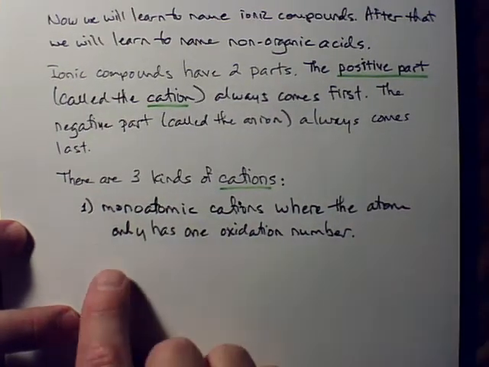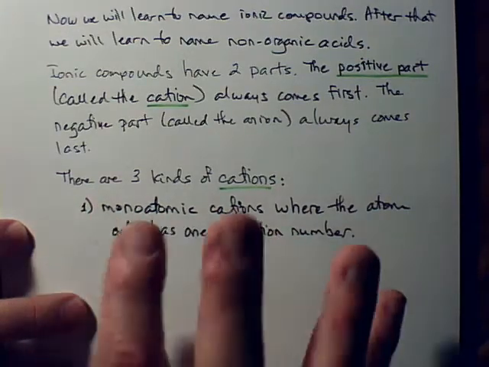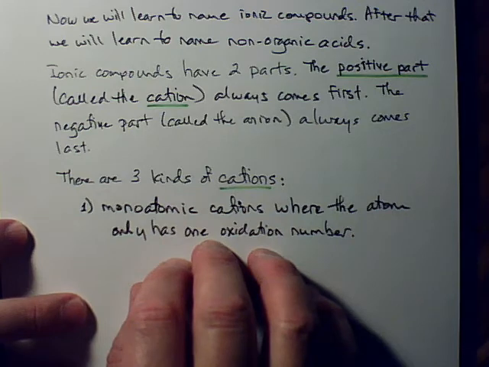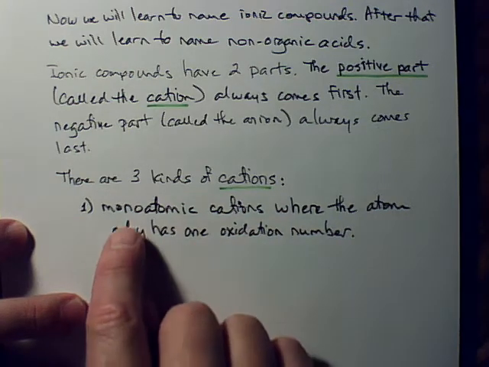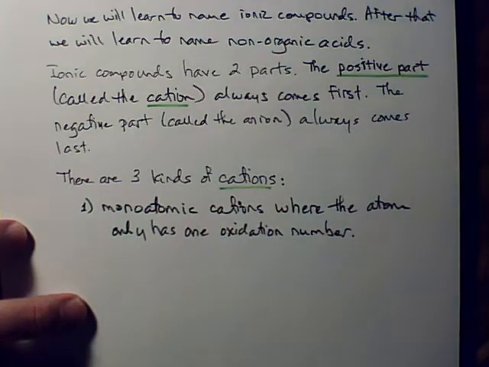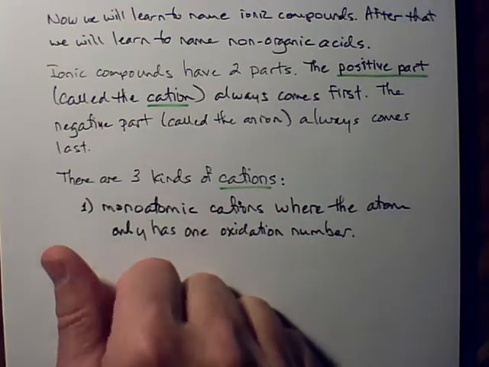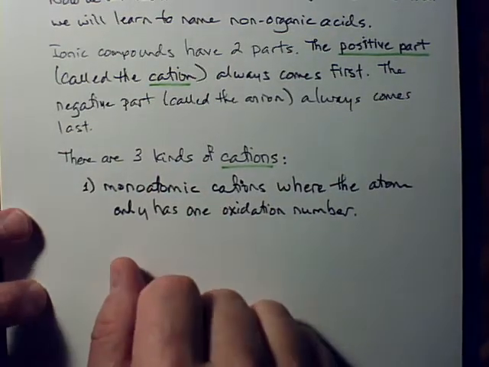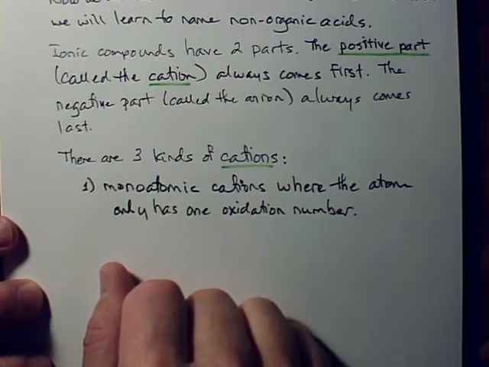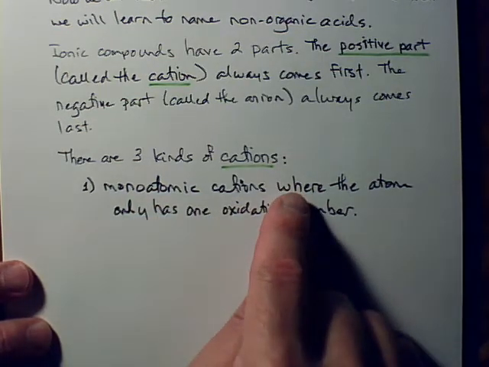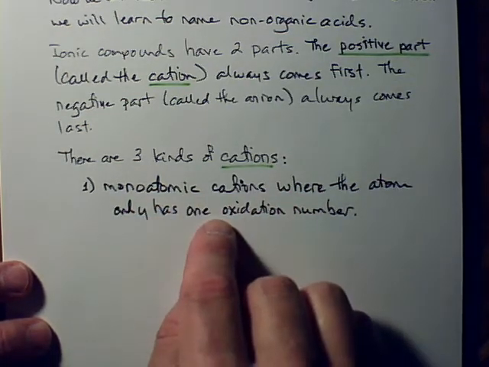Okay, now, when we're naming ionic compounds, we're going to first learn about cations, then we're going to learn about anions, and we're going to classify cations into three areas. It doesn't mean that they're physically much different. The first category and the second category are physically the same kind of structure, but in terms of naming, we're going to separate them into two kinds of cations, okay?